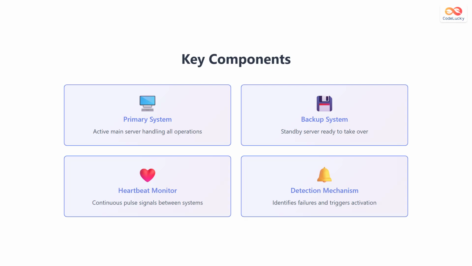Every failover system consists of four essential components. First, the primary system, which is the active main server that normally handles all operations. Second, the backup system, which is a standby server ready to take over whenever needed. Third, the heartbeat monitor, which continuously sends pulse signals between the primary and backup systems to ensure both are functioning properly. And fourth, the detection mechanism, which identifies when a failure occurs and automatically triggers the activation of the backup system.